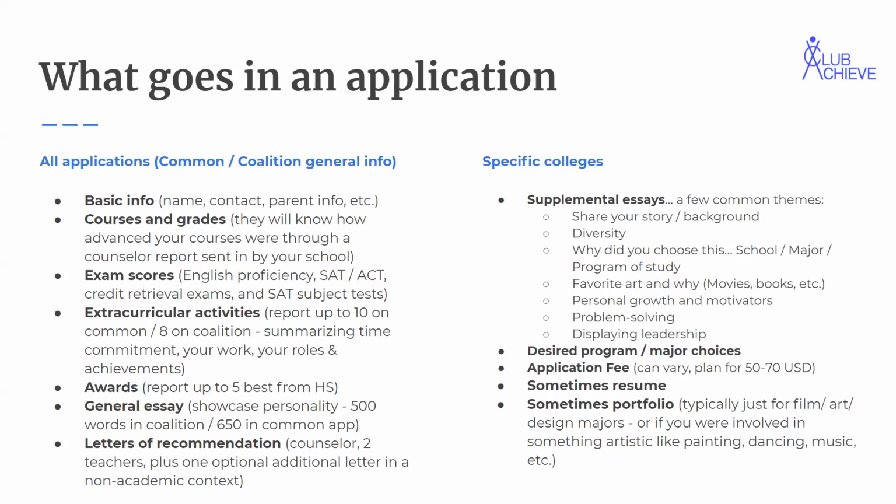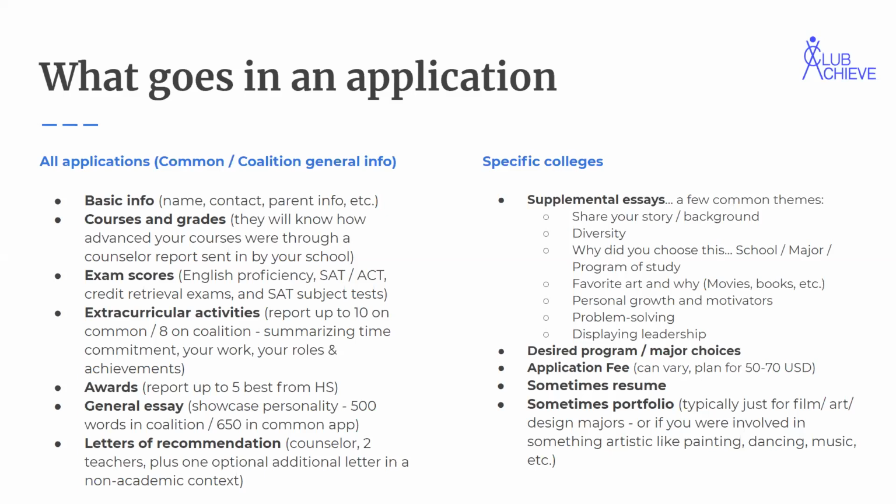So on the Coalition, you can choose 8, and then on the Common App, you can choose 10. I recommend not filling up all of those spaces if you feel like some of your activities weren't quite as meaningful, because you really want to show the best side of yourself and represent yourself as best as possible.